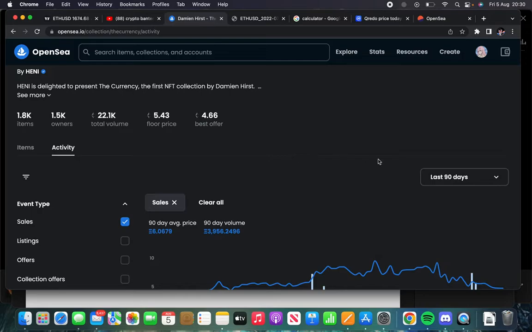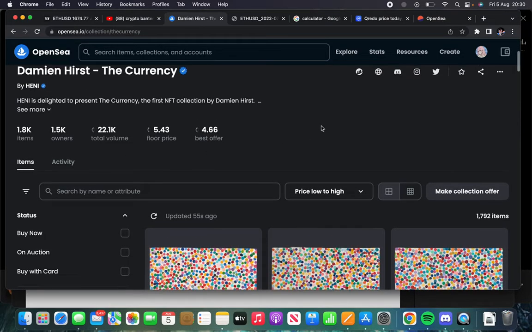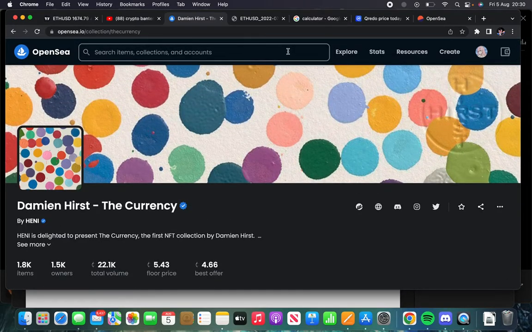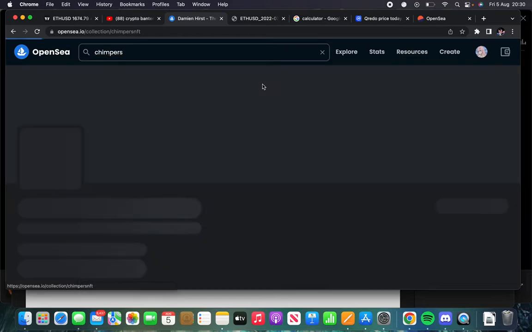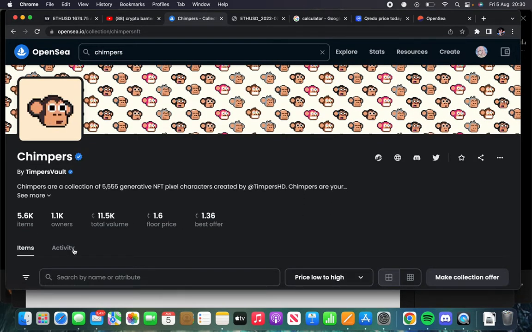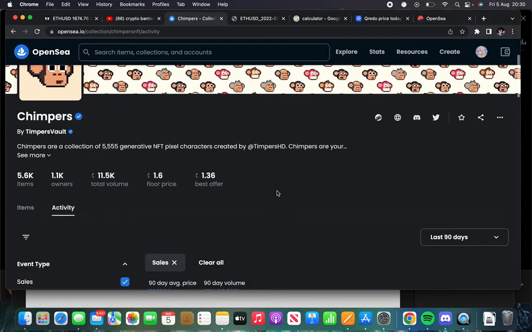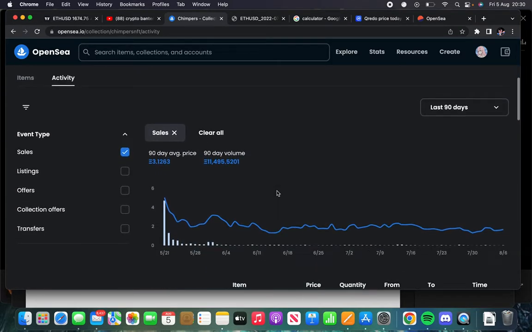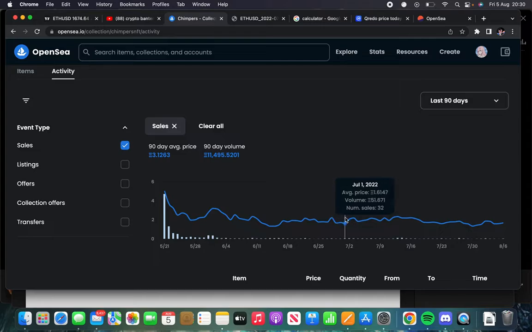And then, what's your take on Chimpers? Oh yeah, I like this one. Chimpers 1.6. Yeah, they've been holding that for a while. Damn. I remember seeing them at 1 ETH. That's a great chart, I can't lie. It looks like it's gonna pop. That consolidation is looking bullish to me, to be honest.